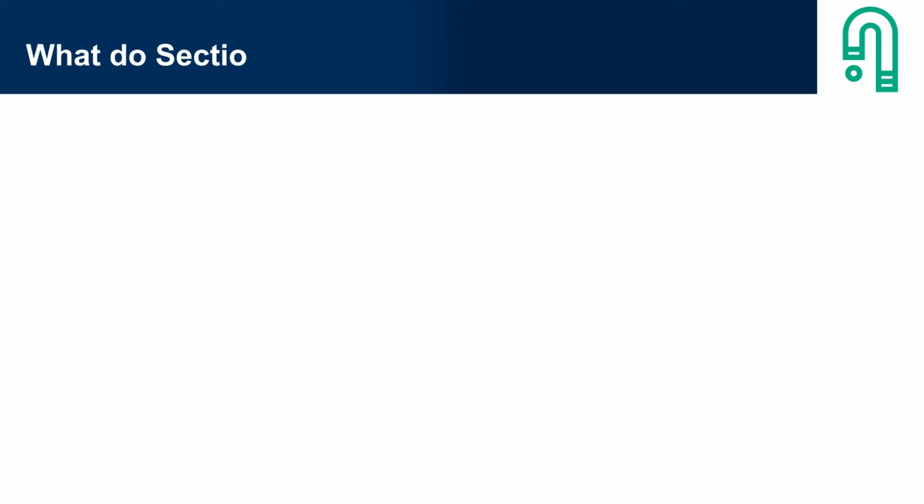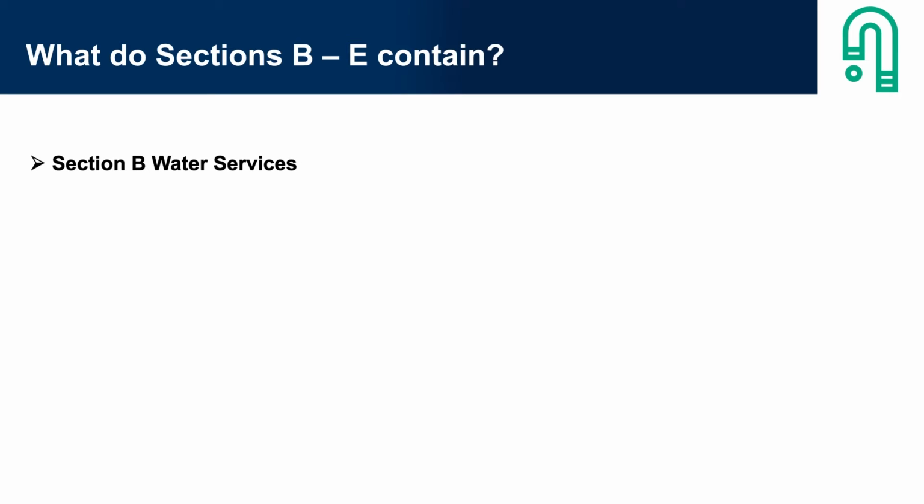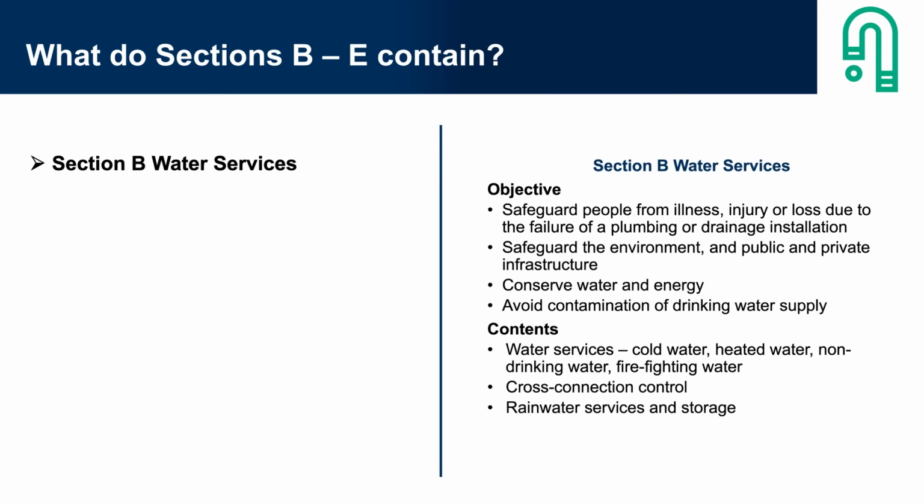What do sections B to E contain? Section B, Water Services. Requirements to provide safe and adequate water supply, conserve water, and avoid the likelihood of contamination of drinking water. Covers cold and heated, drinking and non-drinking, and firefighting water services, cross-connection control, and rainwater services and storage.